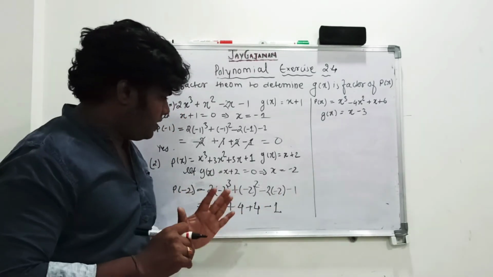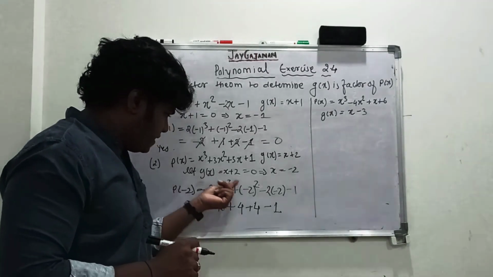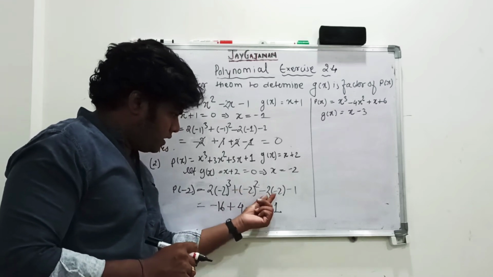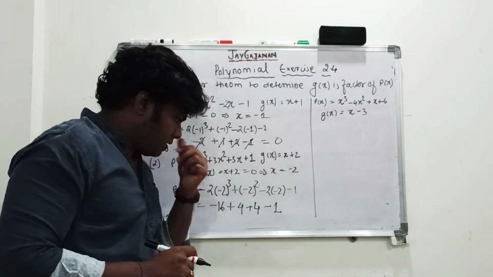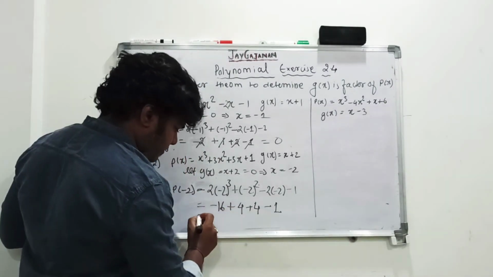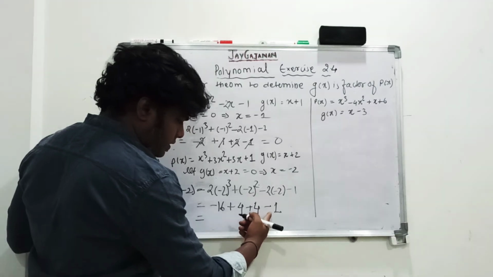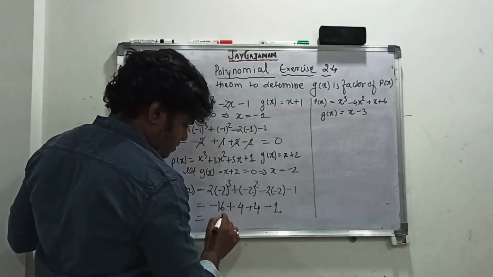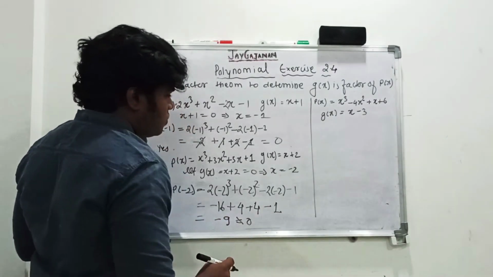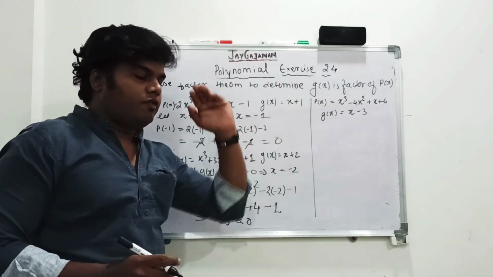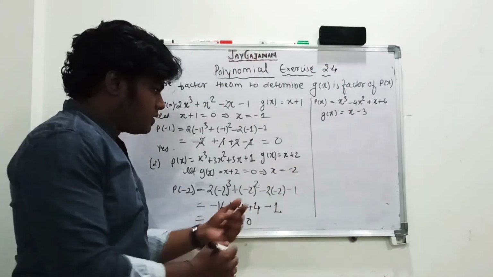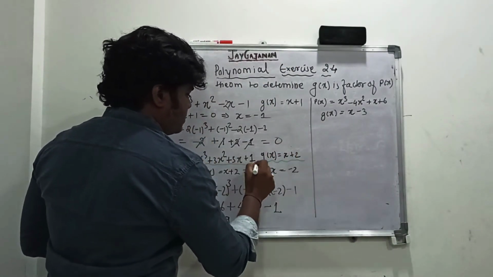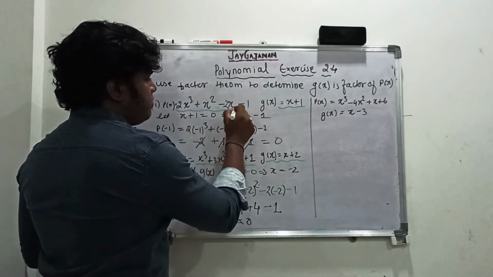So let us check whether we have made a mistake or not. 2 cube is 8, 8 2s are 16, minus 16, 2 square is 4, positive 4, and 2 2s are 4, minus plus minus 1. Okay, you are right here. 4 plus 4 is 8, 8 minus 1 is 7, or 4 plus 4 is 8, 16 minus 8 is minus 8, minus 1 is minus 9, which is not equal to 0. So therefore g of x is not a factor of p of x, correct. So this x plus 1 is not a factor of this.